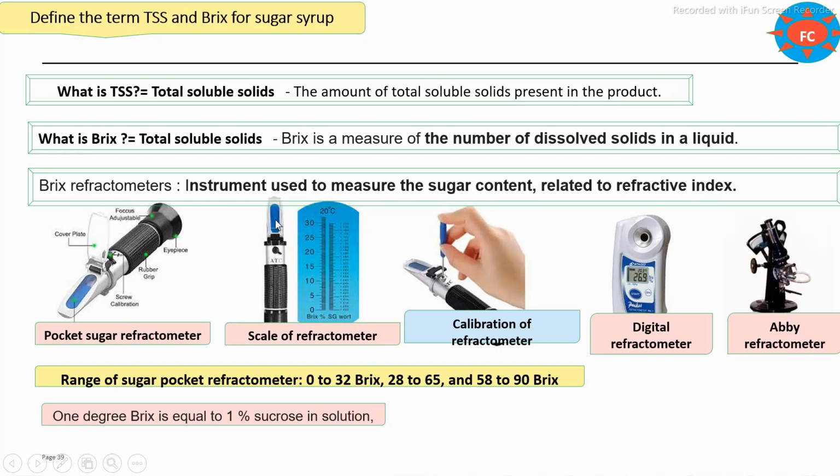You can see the basic parts of the pocket refractometer. After taking the sample into the refractometer, we can get the reading directly in terms of 0 to 30. This is the 0 to 30 range of the pocket refractometer. The pocket refractometer has three main range groups. The first one is 0 to 32 degree Brix, then 28 to 65 degree Brix, and the higher range, that is 58 to 90 degree Brix. For calibration of the pocket refractometer, there should be a screw provided to adjust or calibrate the refractometer.